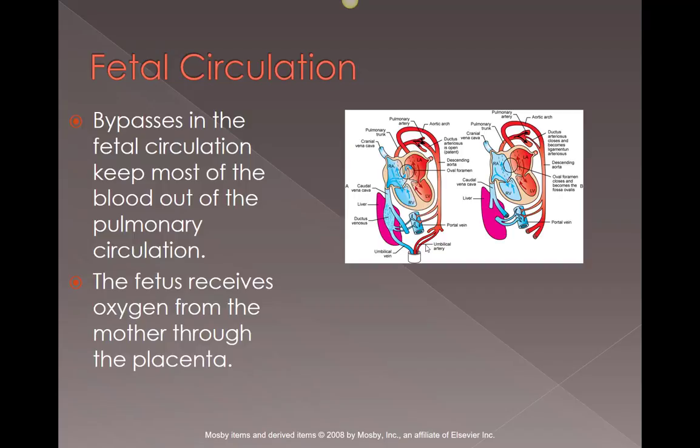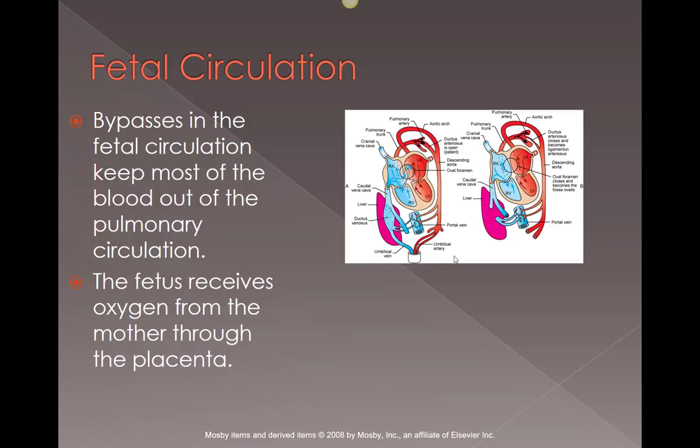Now, right after birth, and actually it's negative pressure in the chest that starts this whole cascade of changes in the heart, right after being born, you take that first breath, and that negative pressure actually makes this oval foramen close, and it actually makes that ductus arteriosum close. So both of these actually close off with the first breath.